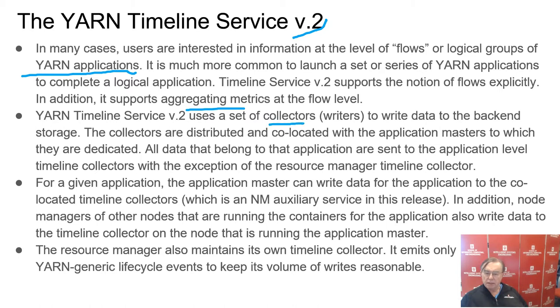So you have a set of collectors, they collect the data you wish to record, and they then send that to a back-end server which records the data. Logically, the collectors are co-located with the application masters, and every application has its own collectors. These collectors, which are auxiliary services, are attached to the application. And the node managers can also write data to the timeline collector on the node that's running the application master. The resource manager itself can have a timeline collector, and it basically collects Yarn specific or lifecycle events to keep down the amount of data. But this is a general architecture. Particular users, if they have enough use, will just design their own timeline.